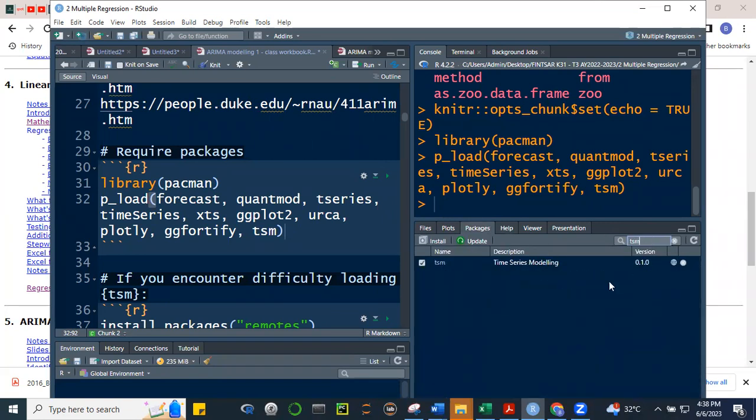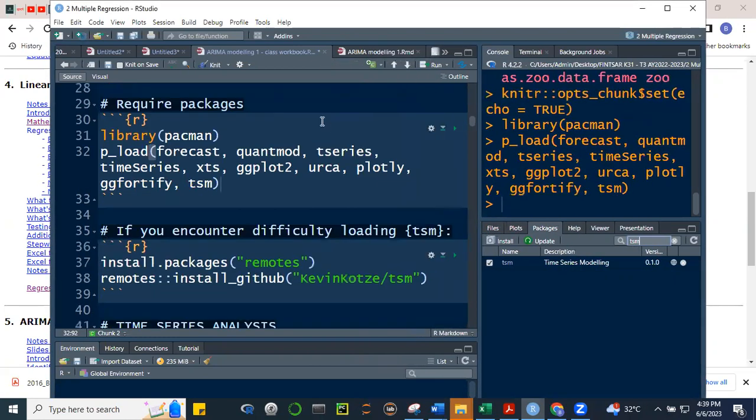Okay, here TSM, dapat naka-load na siya. Okay, feedback please. Install, good. Install na si TSM. Ibig sabihin nun, naka-house na siya kay CRAN. Dati kasi hindi naka-house kay CRAN yan, so I had to do this. But since it's already loaded, good, thank you.